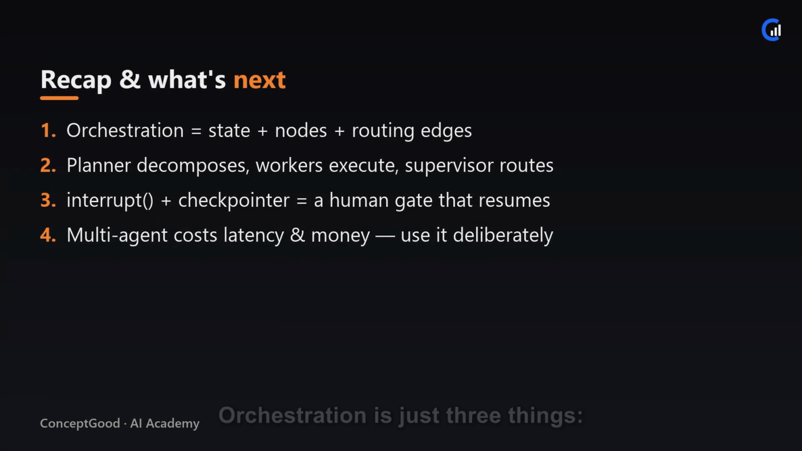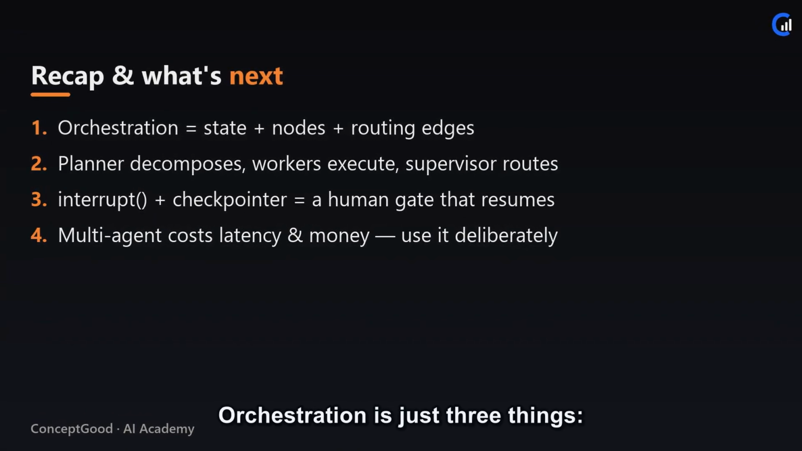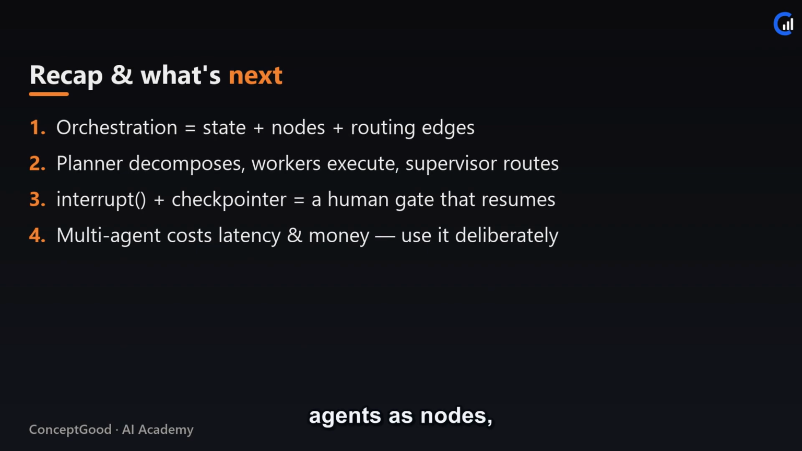Let's recap. Orchestration is just three things: shared state, agents as nodes, and edges that route control. A planner decomposes the goal, workers execute one step each, and a supervisor decides what runs next, with the routing kept in plain Python. You can pause the whole thing for a human and resume it later thanks to interrupt and a checkpointer. And you'll spend that power carefully, because every hop costs latency and money.